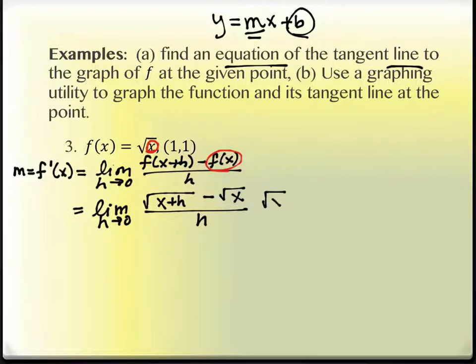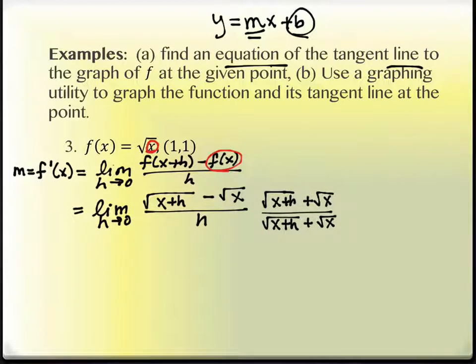So we're going to multiply by the square root of x plus h, and instead of it being minus, it will be plus the square root of x. We're going to do it on the numerator, of course, and the denominator. These are fractions. Whatever you do on top, you have to do on bottom.